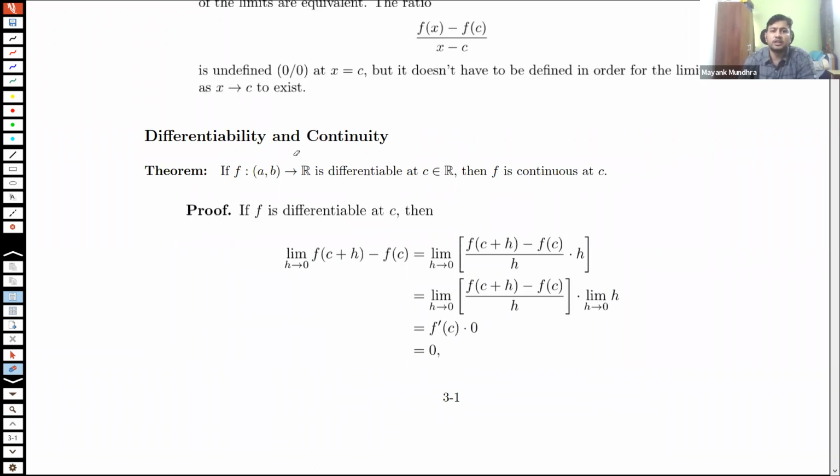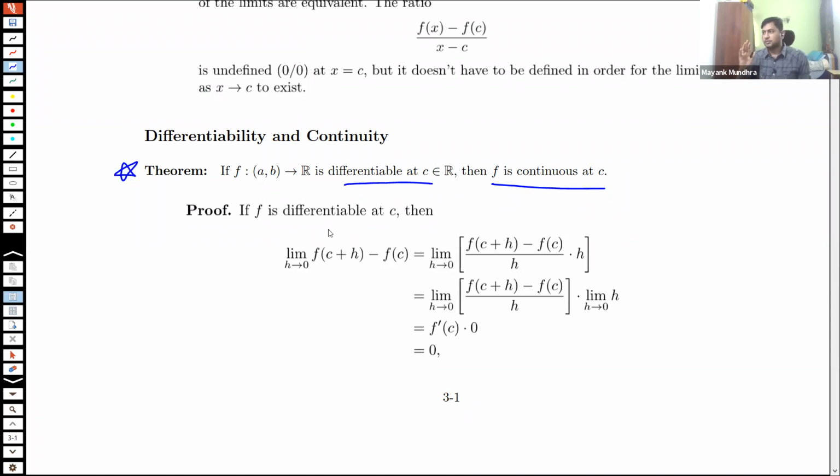Now, differentiability and continuity. If f from a to b is differentiable, then f is continuous at c. This is an important theorem. It says that if a function is differentiable, then it is definitely continuous at that particular point. The proof is very straightforward. How do we prove this?